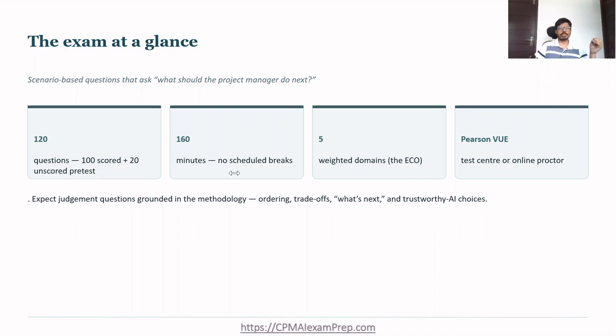So expect judgment-based questions that are firmly grounded in the CPMAI methodology. They will often ask you to make decisions around ordering steps, weighing trade-offs, determining what comes next in the process, and also applying the principles of trustworthy AI. The goal is to test how well you can think through real project scenarios, not just recall definitions.